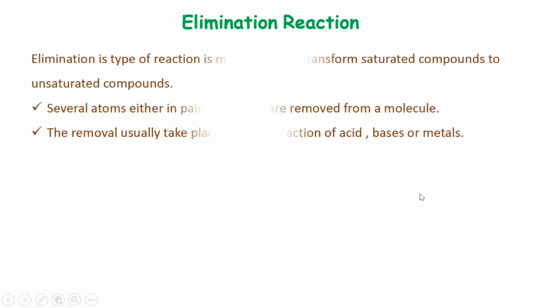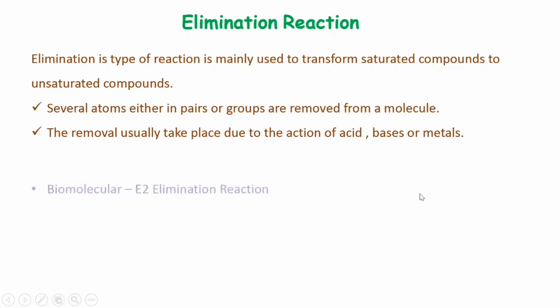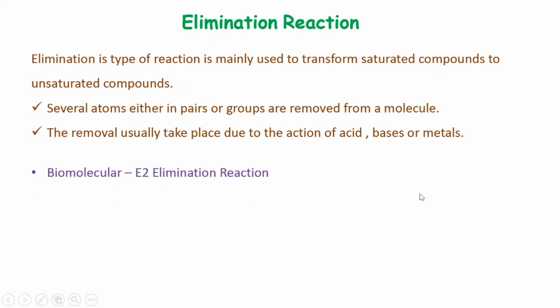Elimination reaction. Elimination is a type of reaction mainly used to transform a saturated compound to an unsaturated compound. In this reaction, several atoms either in pairs or groups are removed from a molecule. The removal usually takes place due to the action of acids, bases or metals. This reaction is further divided into three types of reaction.